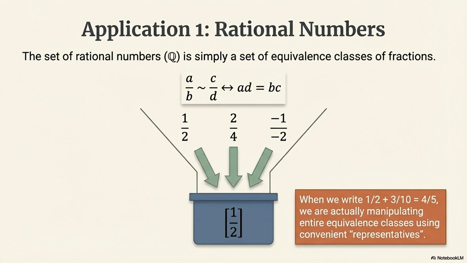Application 1 is rational numbers. A rational number is not a single fraction string. It is an equivalence class of fraction representations. We define a over b equivalent to c over d when a times d equals b times c, with non-zero denominators. Under this relation, 1/2, 2/4, and -1 over -2 all represent the same class. Arithmetic on rationals is therefore arithmetic on classes, typically implemented by choosing convenient representatives. That is why we can compute with familiar forms, yet still refer to a single mathematical object. This perspective removes ambiguity and explains why many syntactically different fractions encode the same rational value.